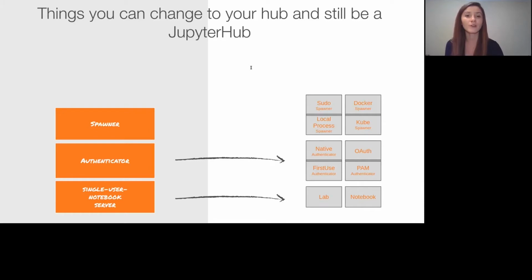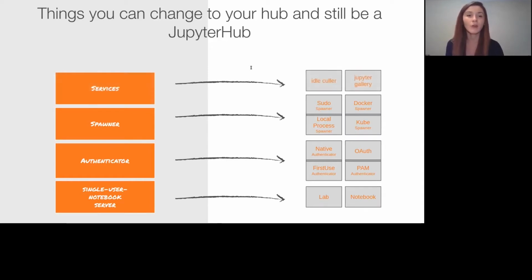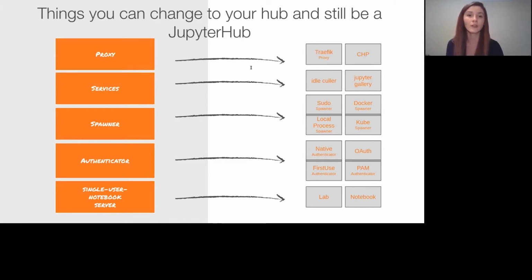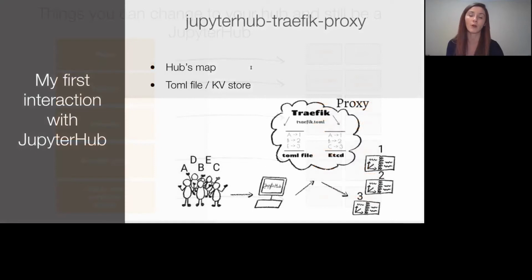Based on the infrastructure your hub is deployed onto or your particular use case, your spawner can be anything from Docker spawner, kube spawner, or batch spawner, and others. Then you have services that you can plug into your hub and provide additional functionality, like the idle culler. Last but not least, you can go with the default hub proxy, CHP, or choose to use JupyterHub traffic proxy.